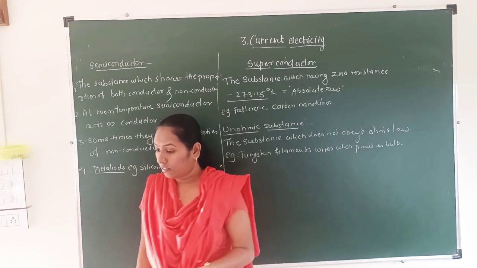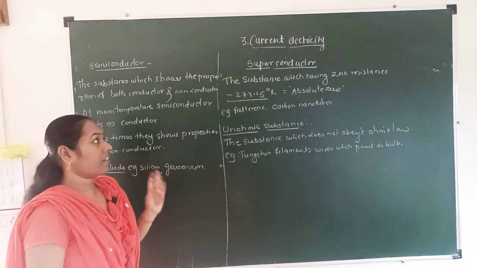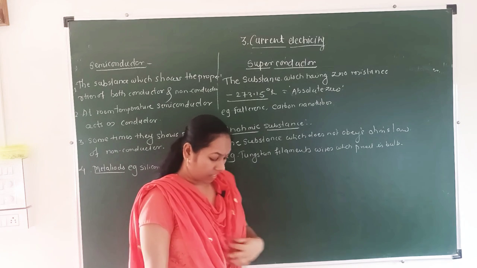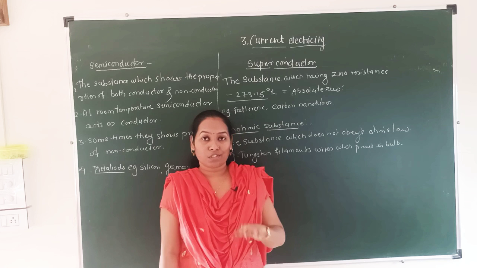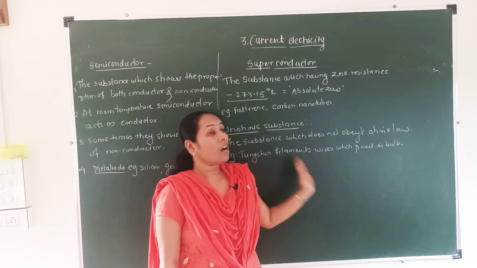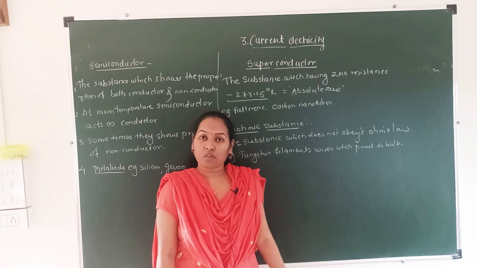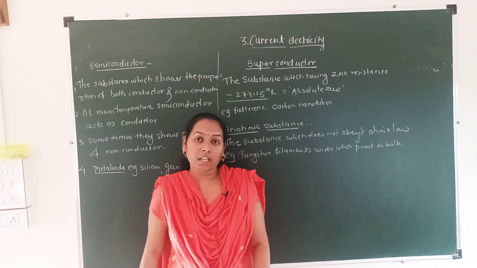See, we discussed four points: the first one is the conductor, second the non-conductor, third the semiconductor, fourth the superconductor, and the last one is unohmic substances. Now we will stop here. The remaining part we will see in the next lecture.